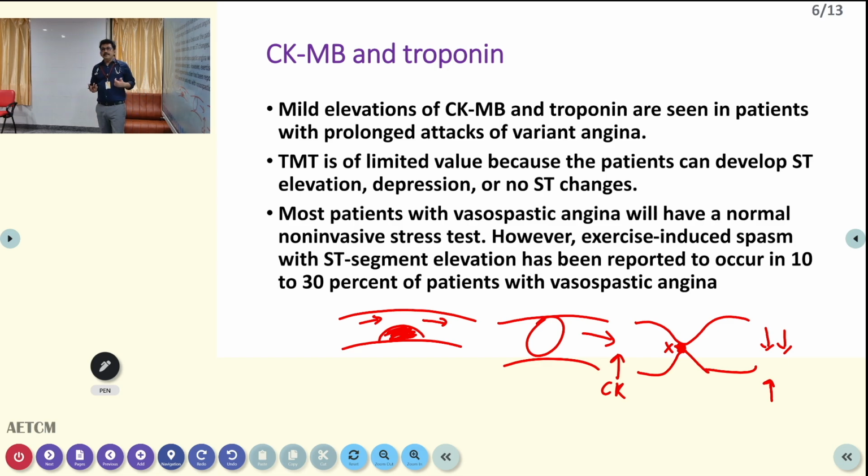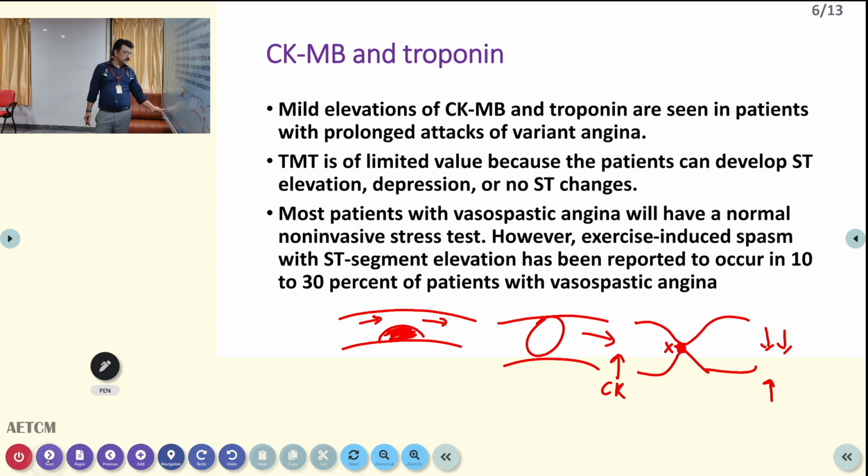TMT: you can get TMT changes sometimes during this, but most of the time TMT may not show changes at all in some patients, because exercise normally will not trigger this type of vasospastic angina, whereas exercise triggers unstable angina. Other types of angina can be triggered by exercise, but even then in some patients you can get ST segment elevation during the TMT test.